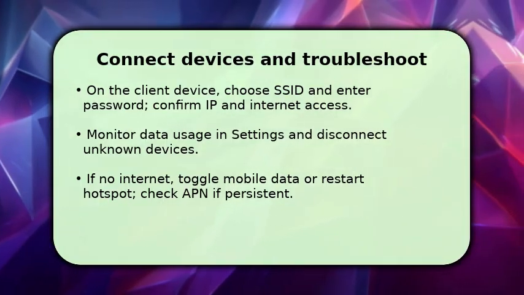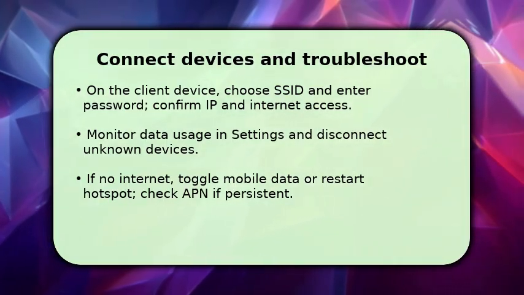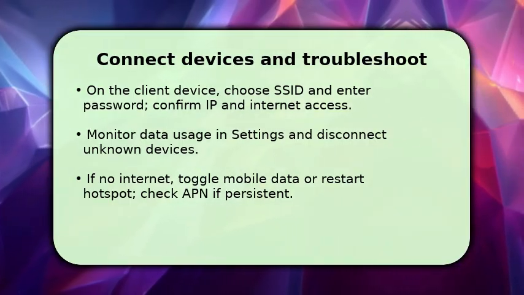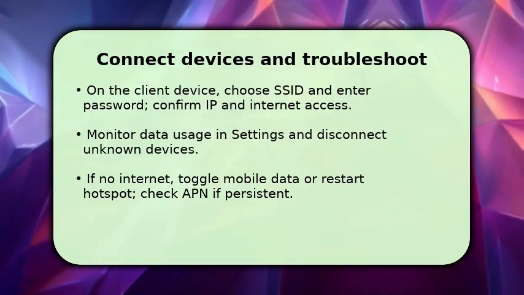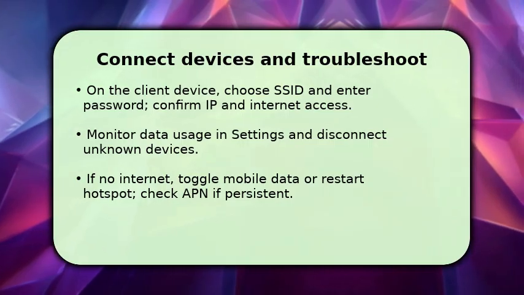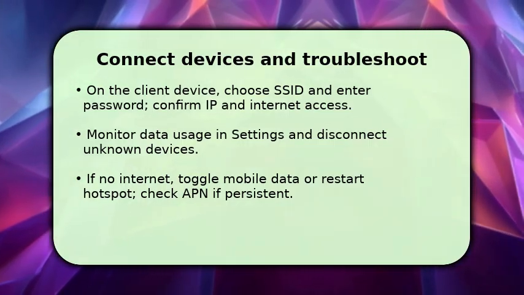If the client cannot access the internet, toggle mobile data off and on, then restart the hotspot. This often clears routing errors. If problems persist, verify your APN settings and carrier tethering provision. These are common causes when the hotspot broadcasts but has no internet.